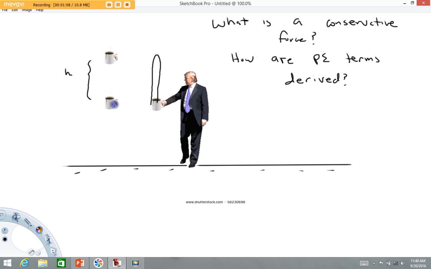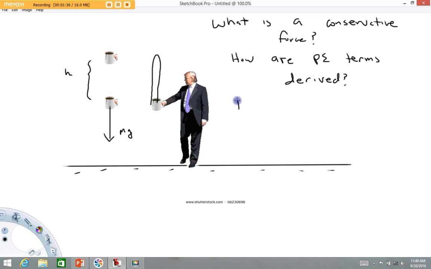Now I'm going to talk about a free body diagram of the cup. What does a free body look like? So while the cup is in the air, there's really just one force acting on it. That force is down, and that's the force we call the gravitational force, mg. And what we're going to do here is look at the trip on its way up and on its way down, and look at the work done by the gravitational force.